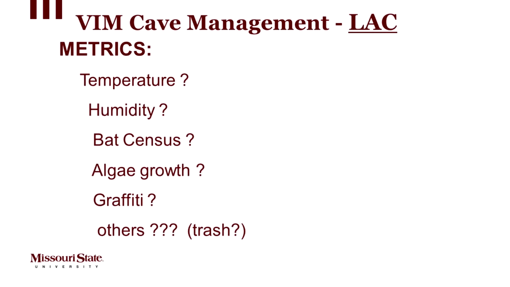I could look for algae growth on the walls. That would be one indicator that maybe I've got too much light in the cave or too much heat. I have one set of friends who looks for graffiti, that if they're getting graffiti written on a cave, then they need to educate the public, and they need to perhaps protect the resource better. What are some of the other ones you can think of?